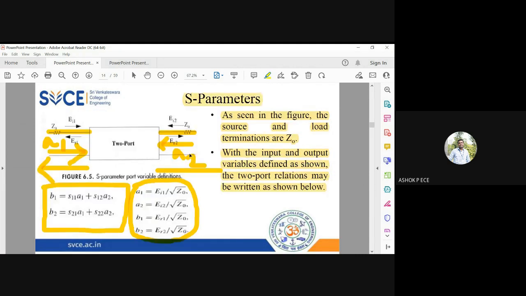See, B1 by A2: I am giving A2 here and B1 is coming out. It is just like reverse transmission. On the output side I'm giving input, and on the input side I'm measuring output. It is actually opposite to that of the conventional amplifying path diagram, right?